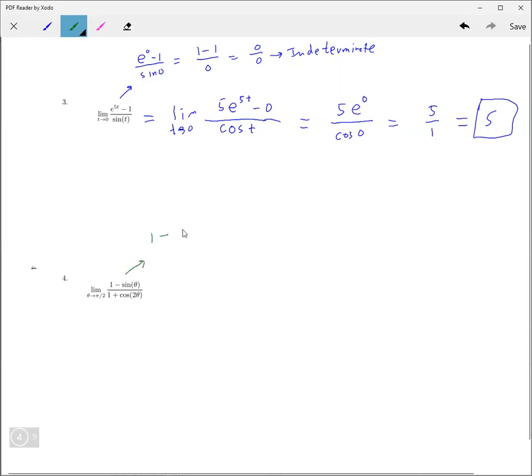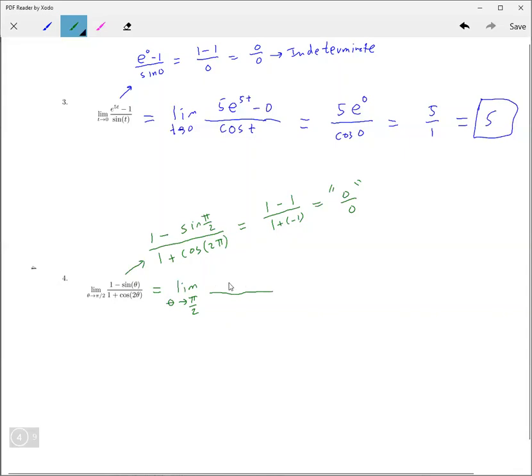We have 1, and the numerator is 1 minus sine of pi over 2. And in the denominator, we have 1 plus the cosine of 2 pi. Okay, sine of pi over 2 is 1. Cosine of 2 pi is 1, so we have 0 over 0. That means that we come back here and we apply L'Hopital's rule. Yay.